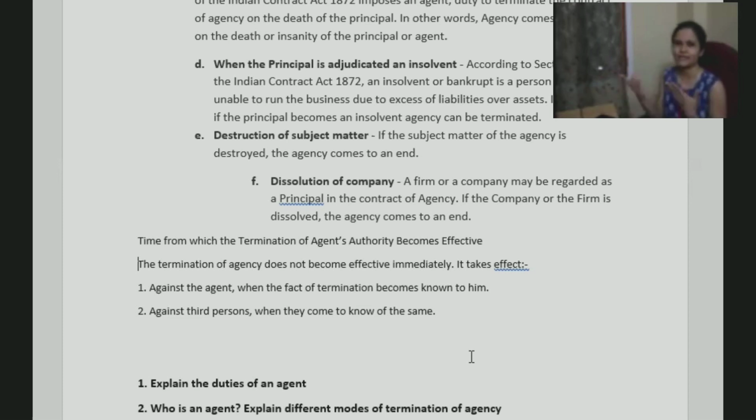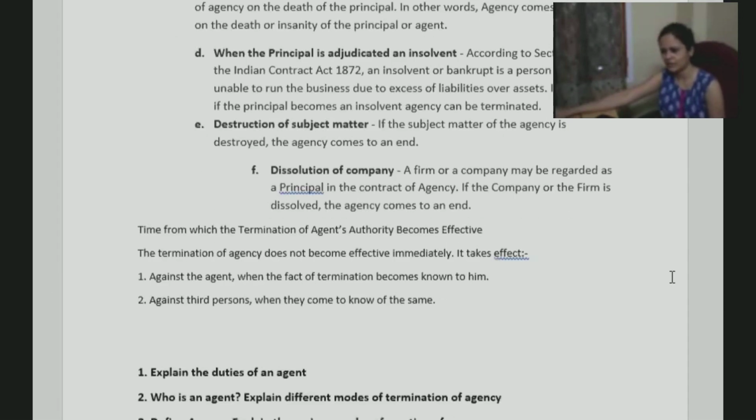If someone is hiring a broker to find tenants for my house, in that case if there is termination of the agency relation, obviously the landlord is not going to publish an ad somewhere and make it public. There is no need in such a case. So these things also you can mention.